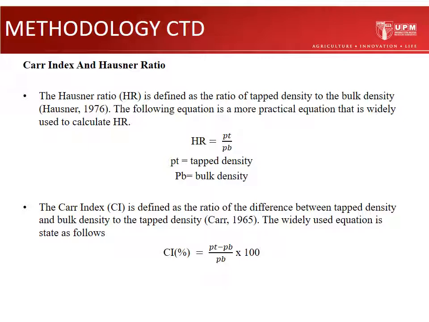And then we determine the Carr index. The Carr index is defined as the ratio of the difference between tap density and the bulk density to the tap density. The widely used equation is as follows.